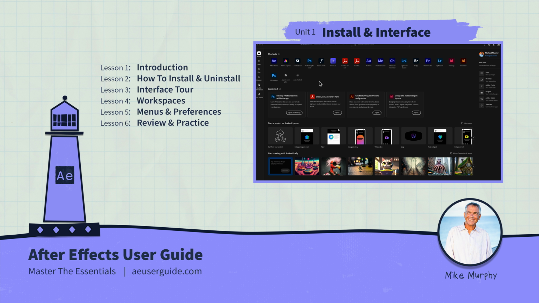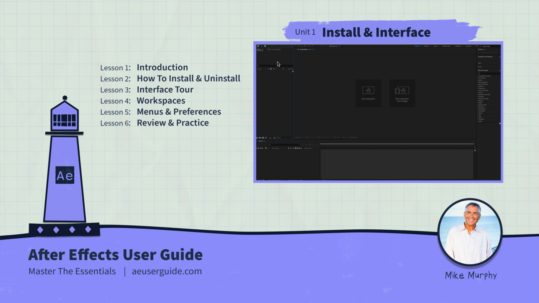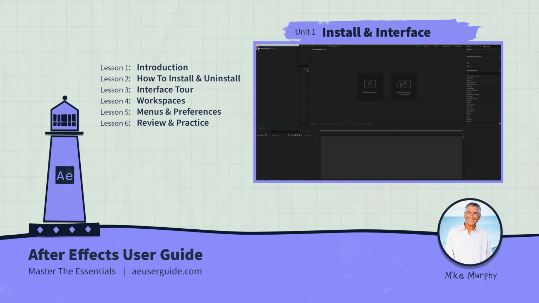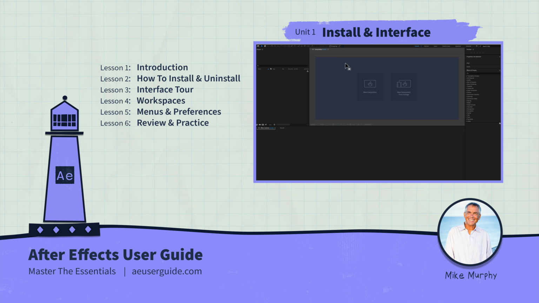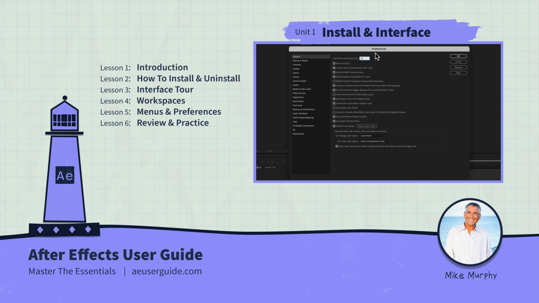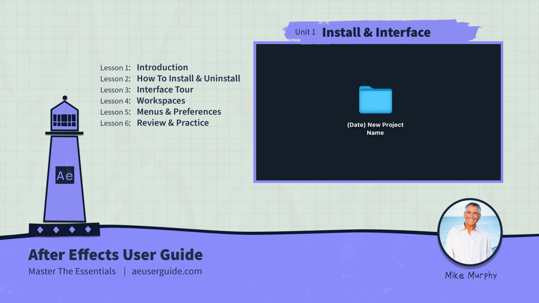If you're brand new to Adobe or After Effects, Unit 1 is going to walk you through how to install, uninstall, and how to navigate around the Adobe Creative Cloud desktop app. Then we'll open up After Effects and take a full tour of the After Effects interface. We'll then look at how you can customize the interface by rearranging panels and menus, using the default workspaces, or creating and saving your own custom workspaces. And finally, we'll look at the After Effects preferences or settings so you can optimize After Effects. Each unit ends with a review or a recap and practice exercises.